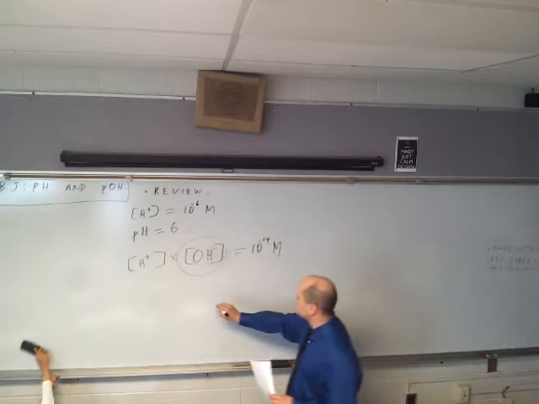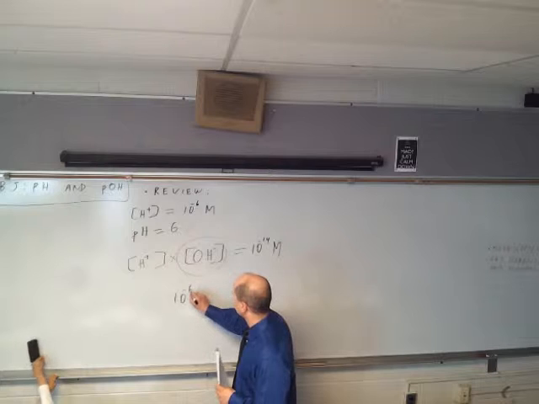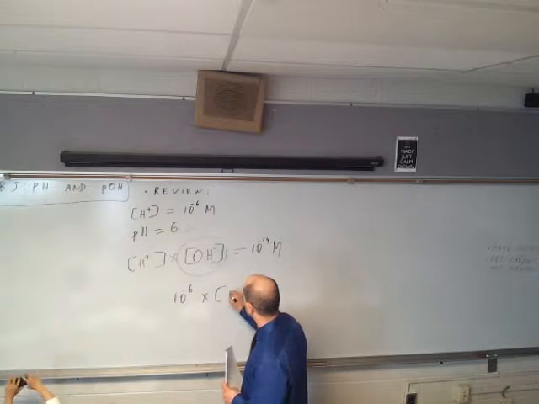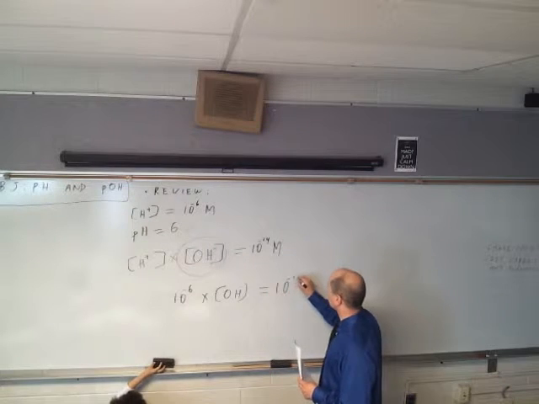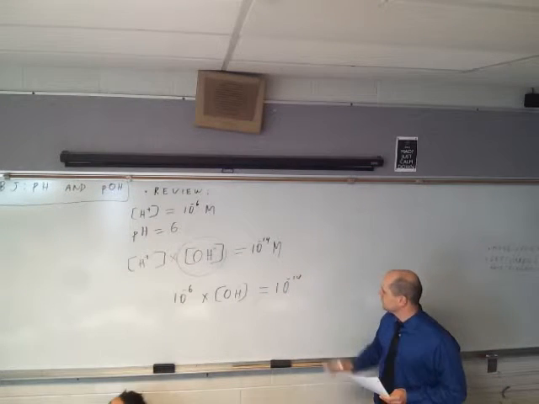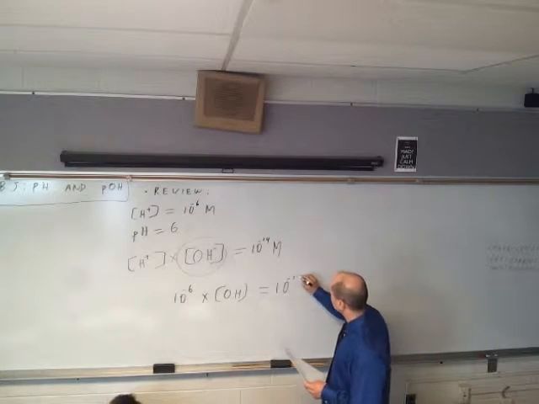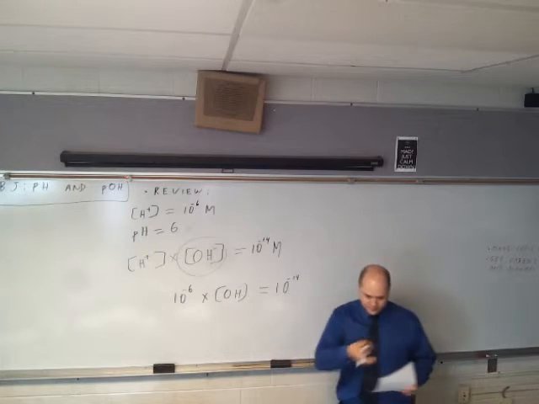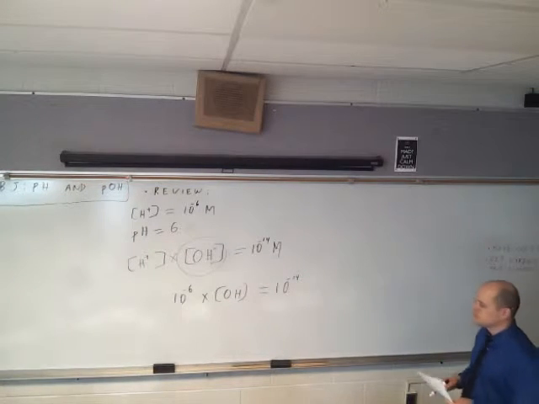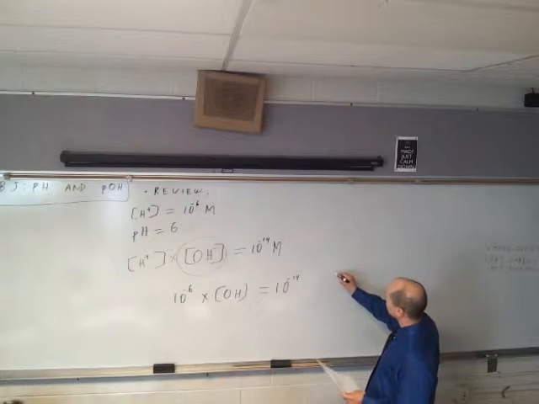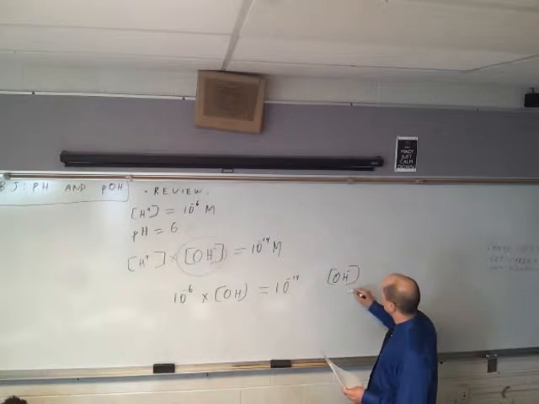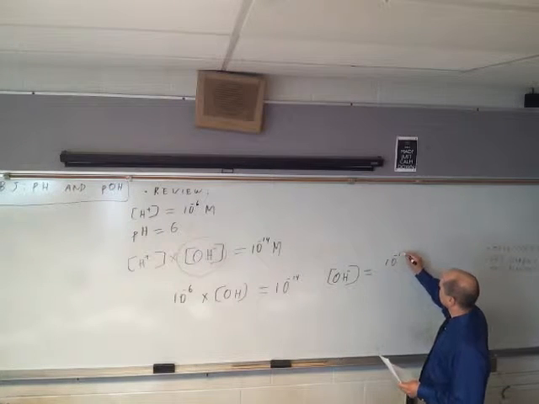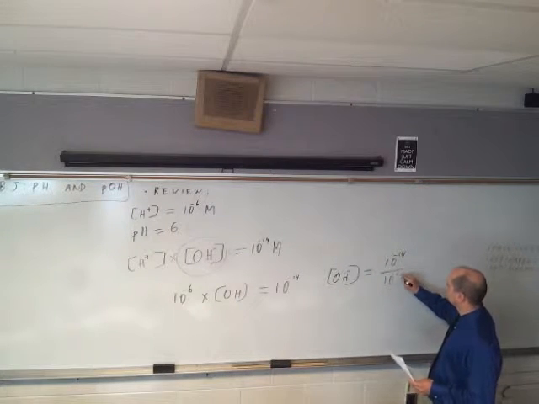Let me just do that for you. 10 to the minus 6 times some number that we don't know equals 10 to the minus 14. So what's this got to be? If you solve this, what you're going to get is 10 to the minus 14 divided by 10 to the minus 6.